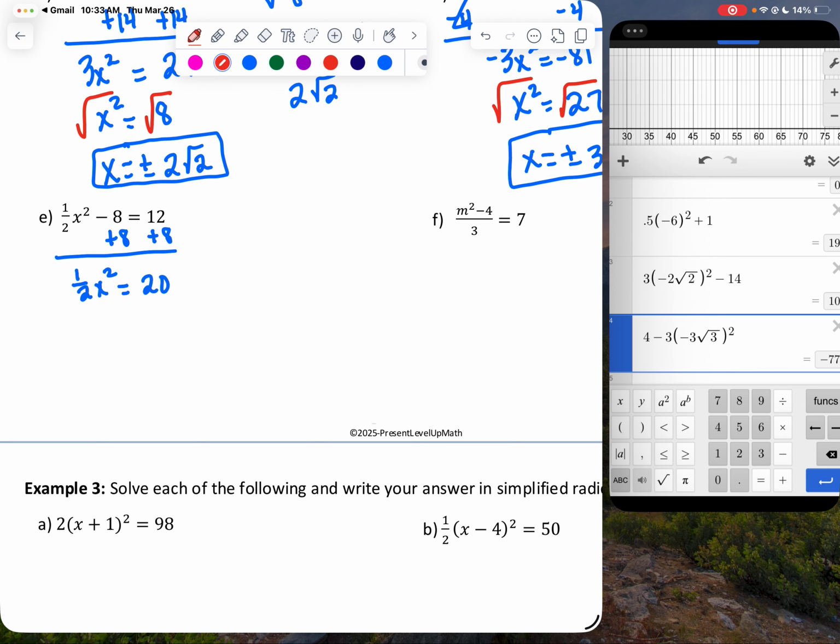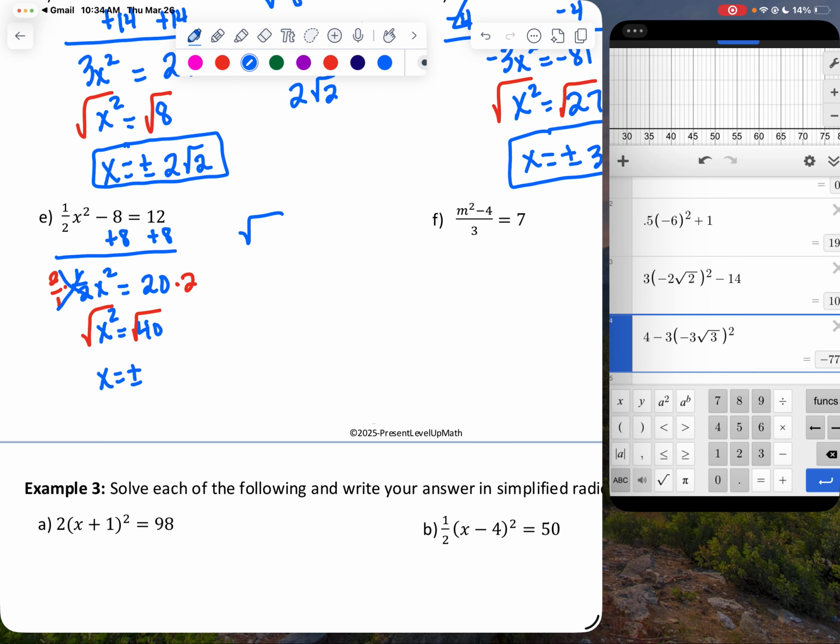Then I multiplied both sides by the reciprocal. So 2 over 1 times 1/2 gives me 1x squared. 20 times 2 gives me 40. Then I took the square root of both sides. The square root of x squared is x, plus or minus.